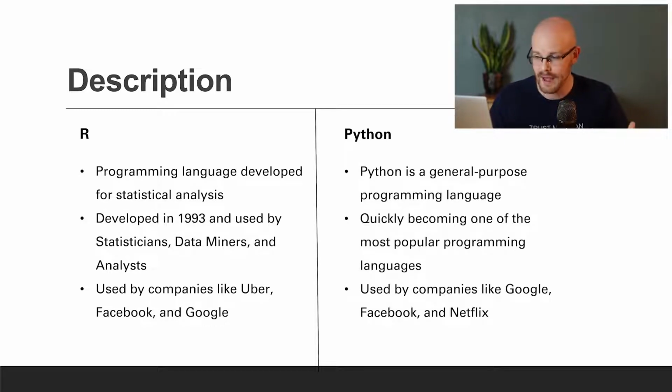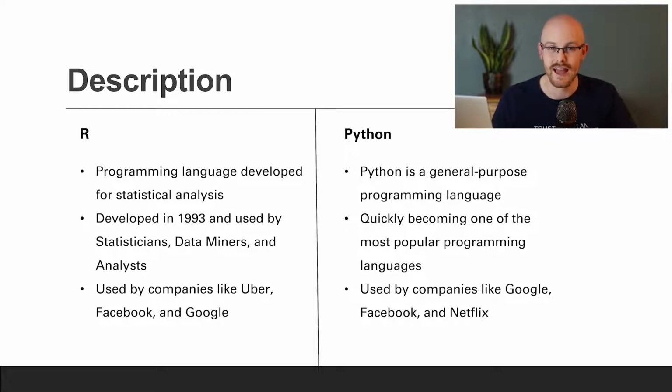Now on to Python. Python is a general purpose programming language. It's used for almost anything you can imagine. It may not be the best thing for every single thing it can do, but it can do almost anything. And so it's very general, very broad. It is quickly becoming the most popular programming language in the world, and it is used by companies like Google, Facebook, and Netflix.